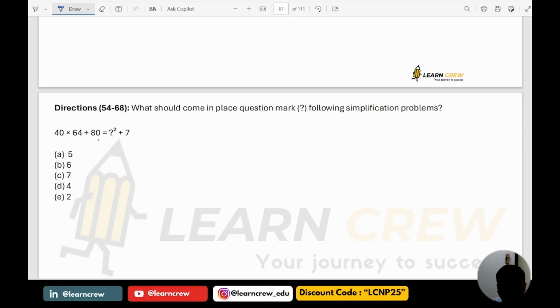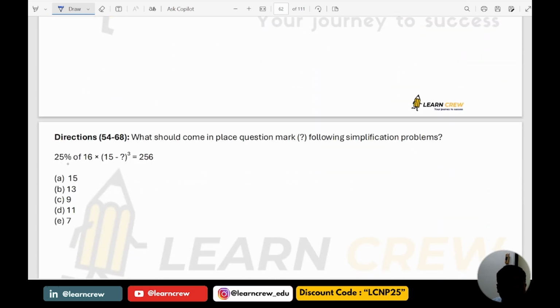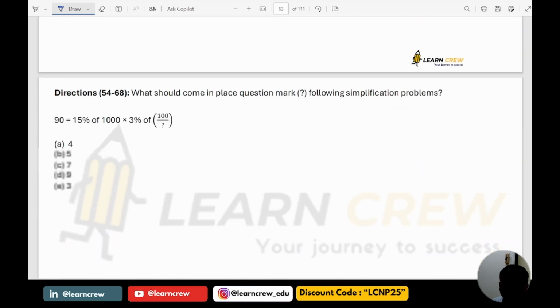So 64 by 80 means it is 0.8. 4 into 0.8 is 3.2, so 3.2 means 7 plus 5 square. So the answer here, the question mark should be 5. Next, 25% of 16 is 4. 4 into 64 is 256. So 64 means it has to be 4 cube. 15 minus 11 is 4. Next.